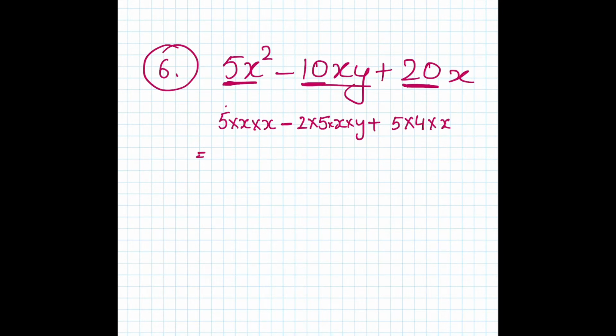So we have 5 common, or we can just strike it out. We have 5 common from each, so we can put 5 outside. We have x common from each, so we can put x outside, and then we don't have anything else common, so bracket. The first one we have x left, minus in the next term we have 2y left, and in the third one we have only 4 left, right? So that is your answer.